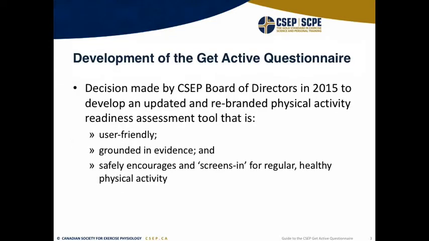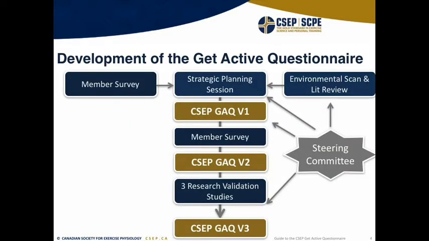A decision was made by the Csep Board of Directors in 2015 to develop an updated and rebranded physical activity readiness assessment tool. The goal of this new tool would be that it was user-friendly, grounded in evidence, and safely encouraged and screened in for regular, healthy physical activity. The development of the Csep Get Active Questionnaire was 2 years in the making.